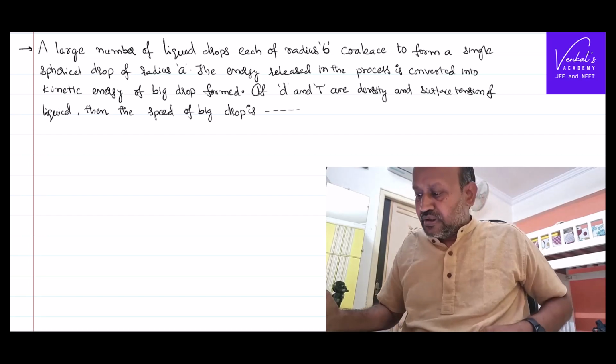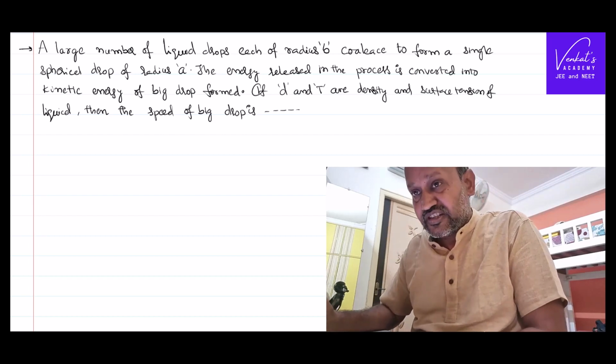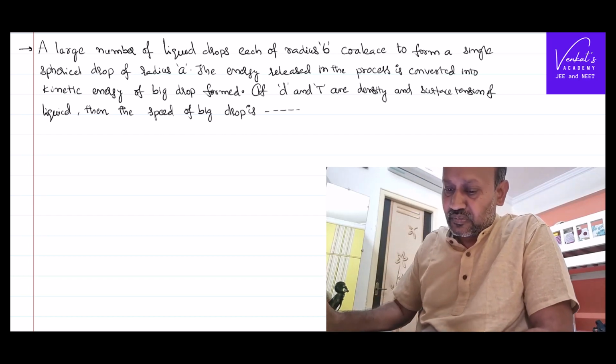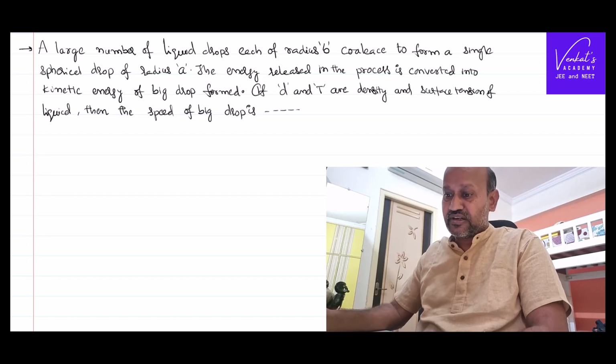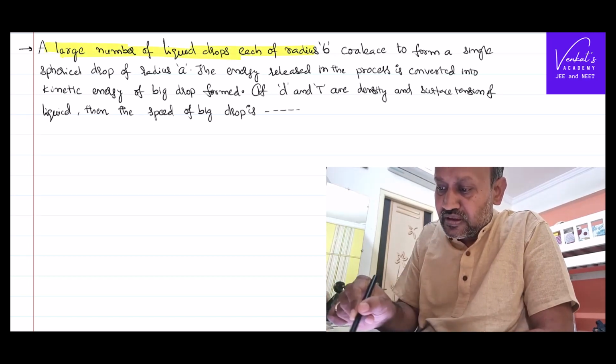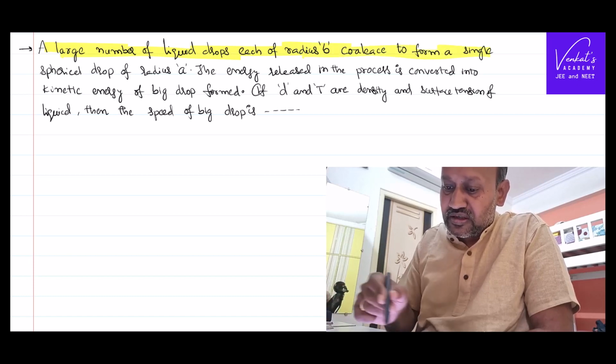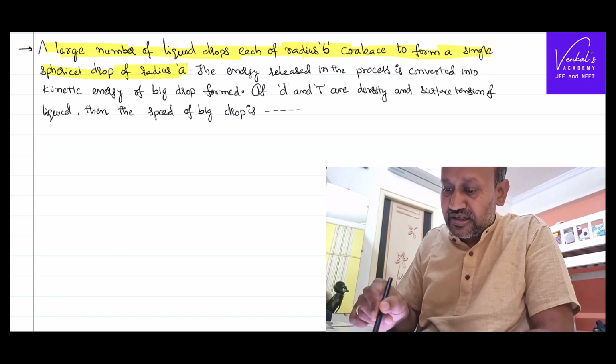Hello everyone. Here in this video, we are solving a problem based on the concept of surface tension. Let us first read out the problem to understand what we are trying to find out. The problem is like this. A large number of liquid drops, each of radius b, collides to form a single spherical drop of radius a.